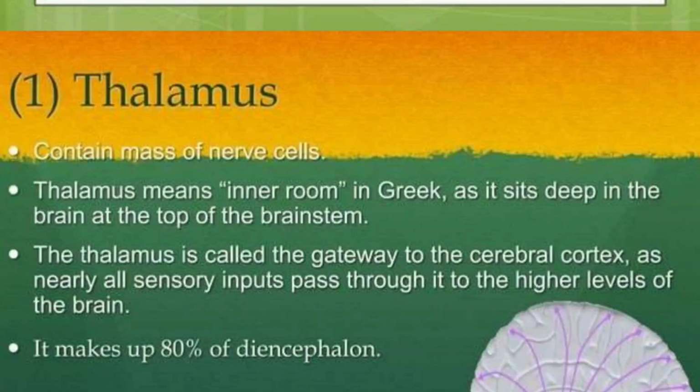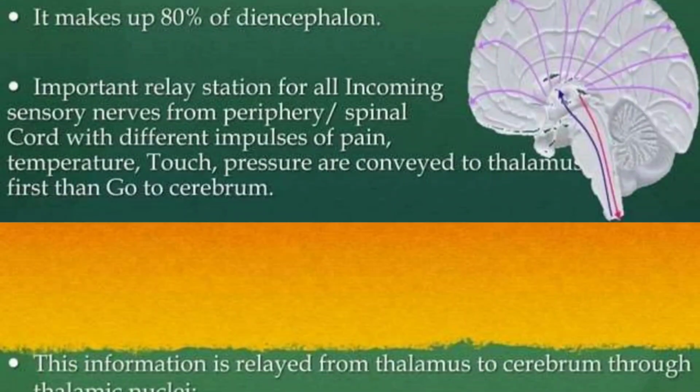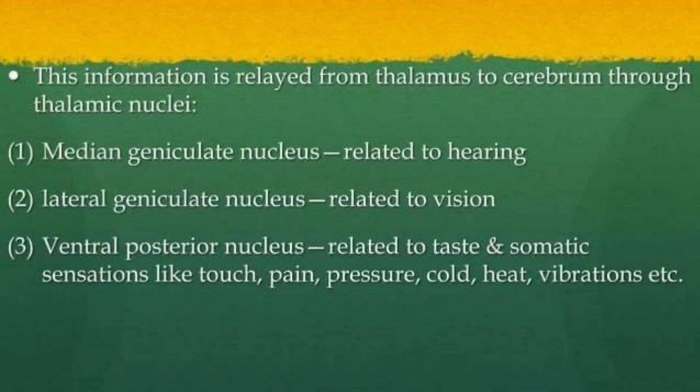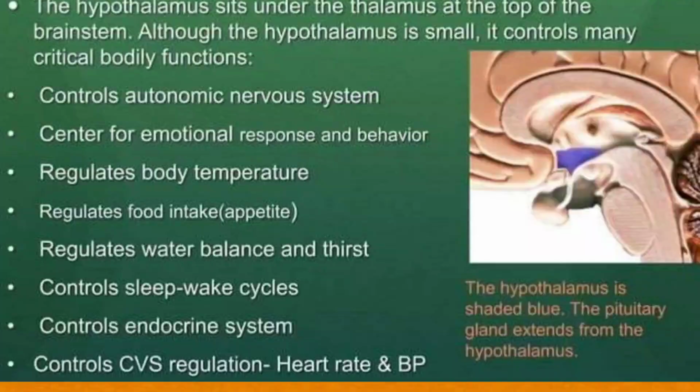It makes up 80% of the diencephalon. Importance: it is a relay station for all incoming sensory nerves from the periphery and spinal cord. Different impulses of pain, temperature, touch and pressure are conveyed to the thalamus first, then go to the cerebrum. This information is relayed from the thalamus to the cerebrum through thalamic nuclei. The medial geniculate nucleus is related to hearing, the lateral geniculate nucleus to vision, and the ventral posterior nucleus to taste and somatic sensation like touch, pain, pressure, cold, heat, vibration, etc.